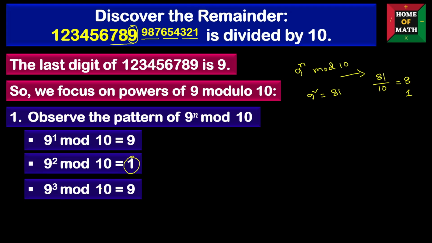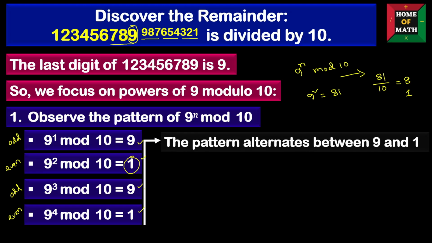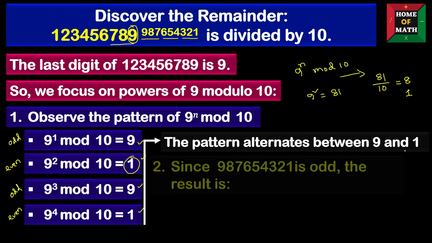Similarly, 9 cubed, the remainder is 9. 9 to the power 4, the remainder is 1. Now look, here is 9, 1, 9, 1. Once the power is an odd number, the remainder is 9. Once it is an even number, the remainder is 1. Similarly, odd and even: 9, 1, 9, 1. So we can say the pattern alternates between 9 and 1.